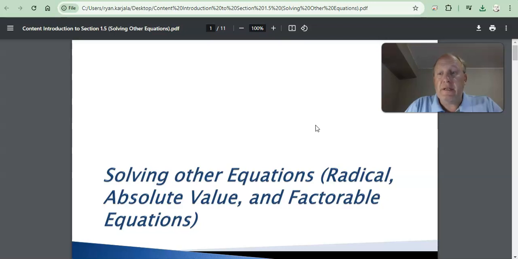In the last video we talked about solving quadratic equations by factoring, 4 different ways. Factoring was one of them. We also talked about the completing the square method, and the quadratic formula. This time we're going to talk about radical equations, absolute values, and factorable equations.